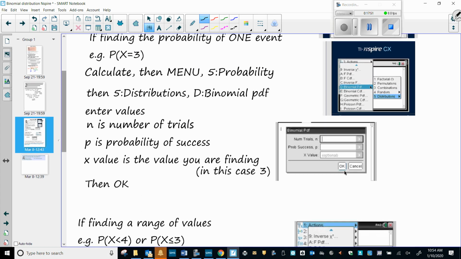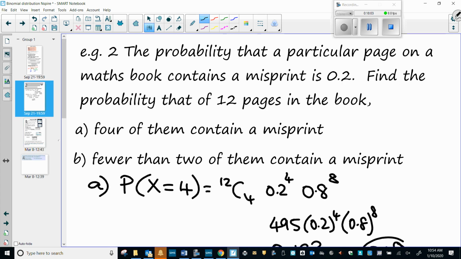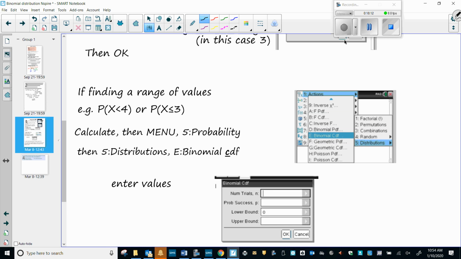Which example should we do? If we were looking at the probability of something being equal to 3, we'd put the x value as 3. Now, if you want a range, like where we had fewer than 2, meaning less than or equal to 1, we would use binomial CDF. I was trying to think, C means cumulative. I actually don't know what it really stands for, but the CDF is where you're going with a range of numbers.